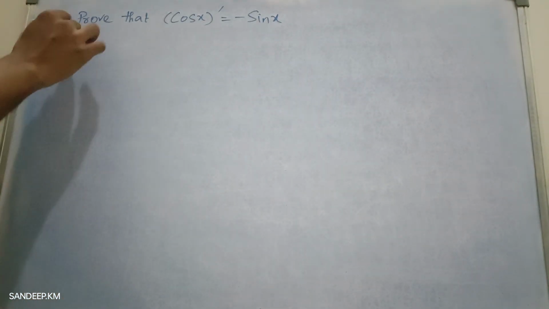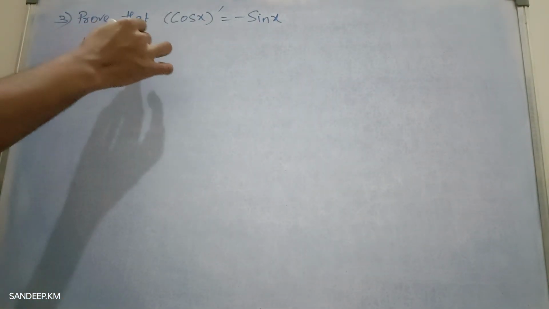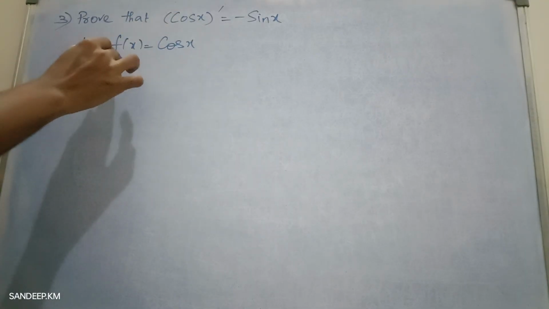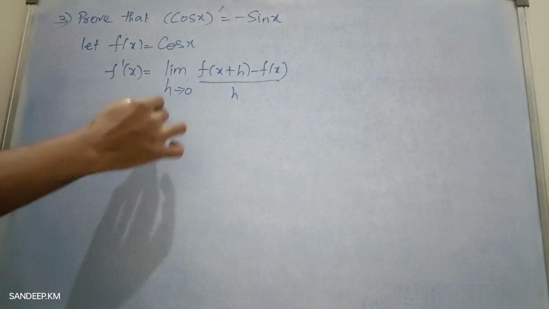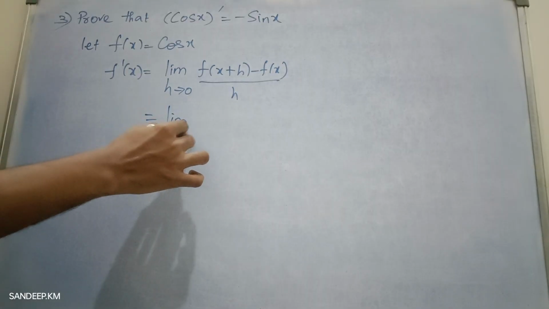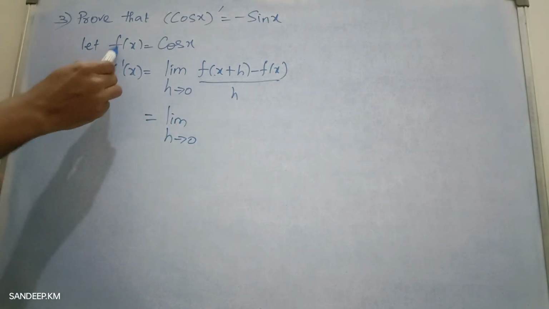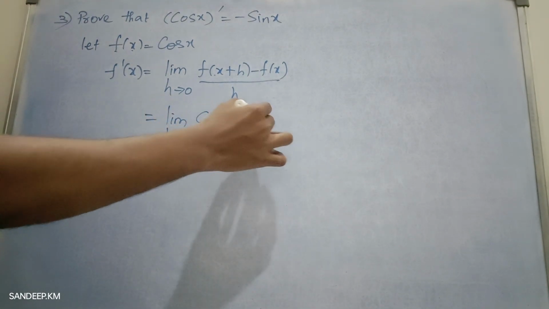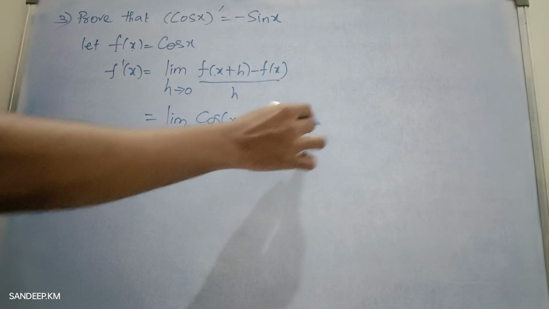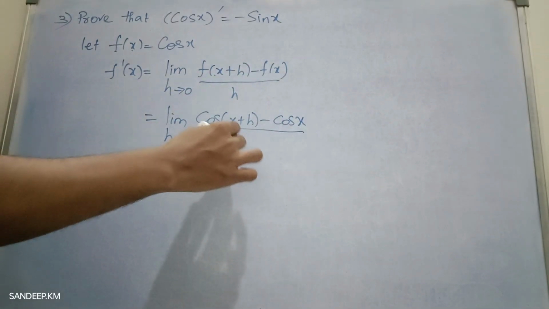Okay. So as usual, let f of x be equal to cos x, and f dash of x using the first principle of derivative is this. Limit h approaches 0, f of x plus h. F of x plus h is what? Cos of x plus h minus cos x, f of x is cos x, whole divided by h.